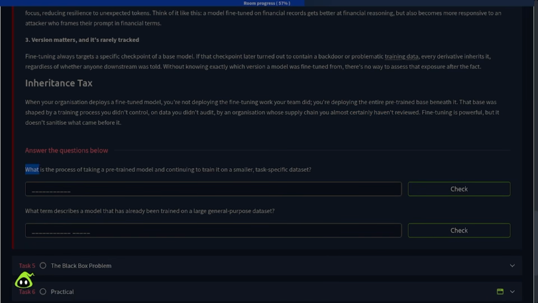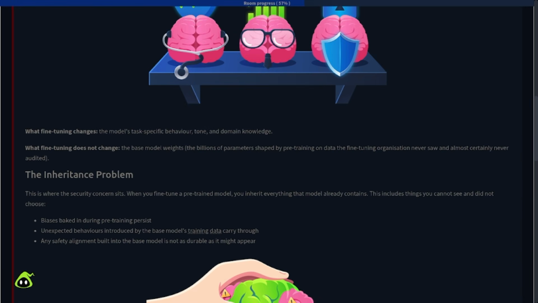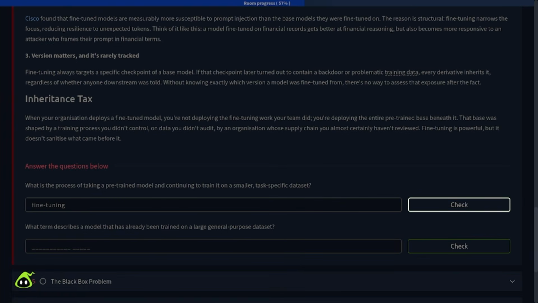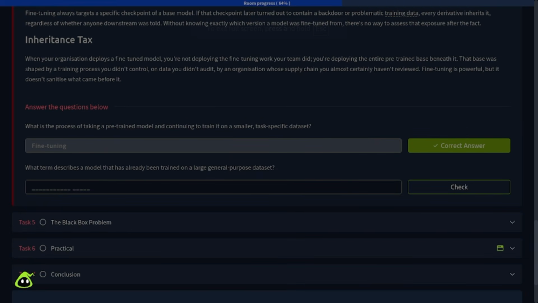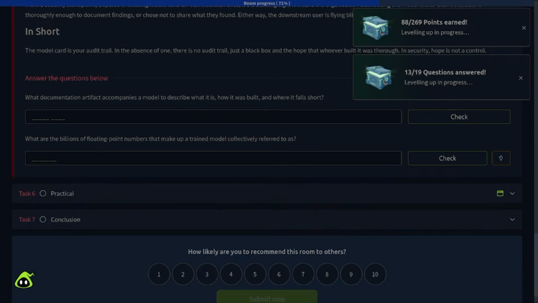The questions are: what is the process of taking a pre-trained model and continuing to train it on a smaller, task-specific dataset? That was inheritance, or fine-tuning. Yes, fine-tuning. And along with that, we have this second question: what term describes a model that has already been trained on a large dataset? That would be a pre-trained model. And with that, we completed our task number 4 as well.